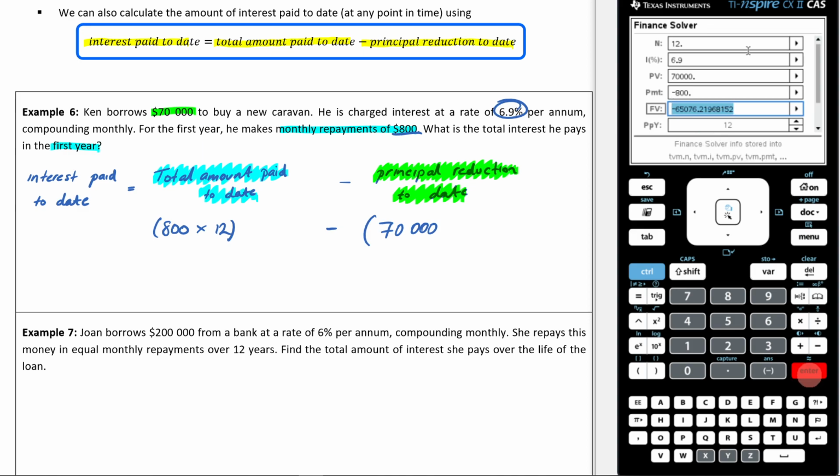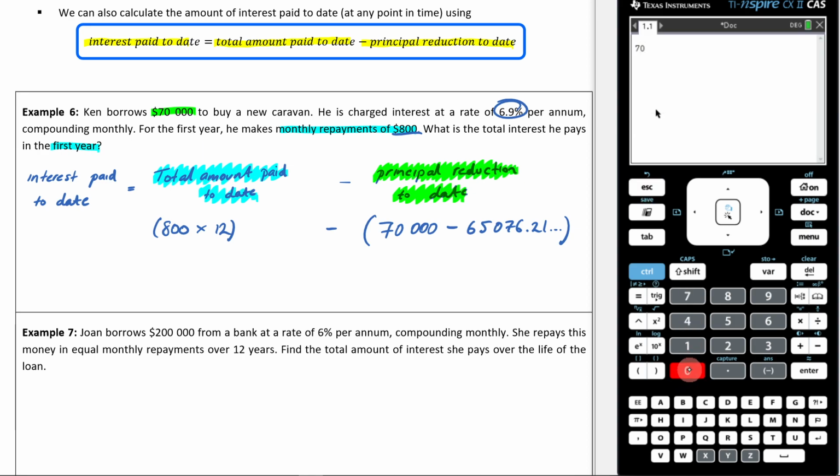All right, I hit enter here, and it's telling me that my new balance is going to be $65,076.21... I'm not going to round it. Now I need to subtract those from each other to figure out what my principal reduction is going to be. So now we have to do a bit of work. What I'm going to do is take this, press Control C, then Escape, and then put 70,000 here. Then I'm going to press Control V, and it's just going to subtract those from each other.